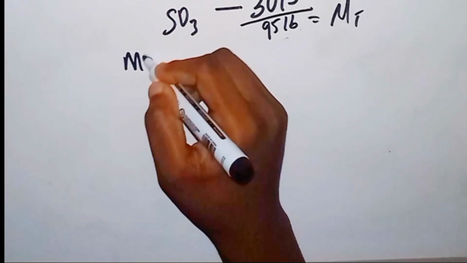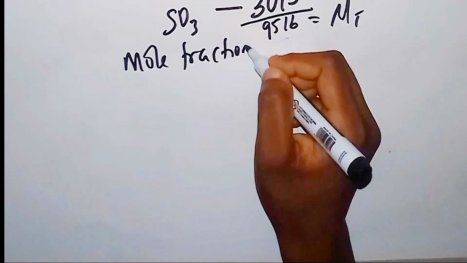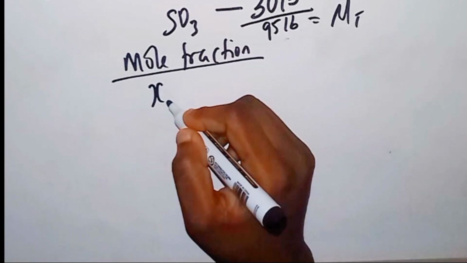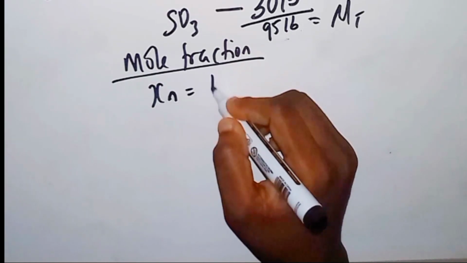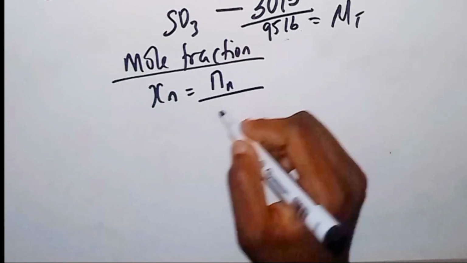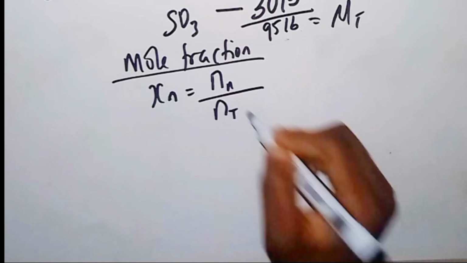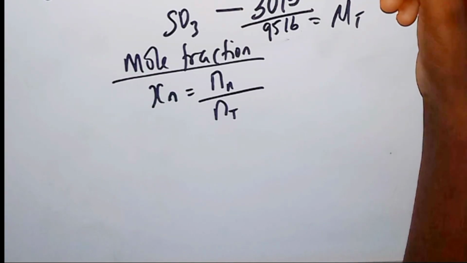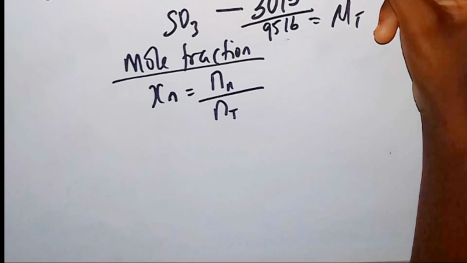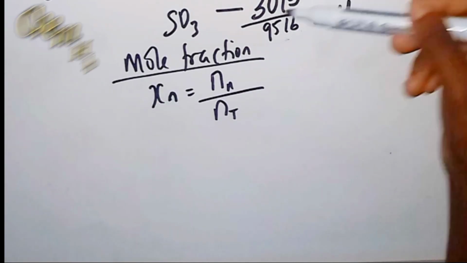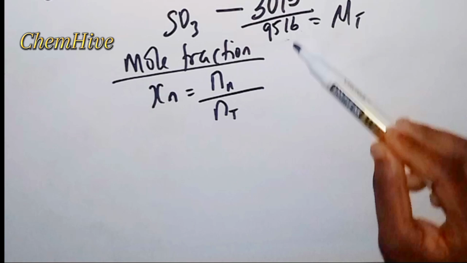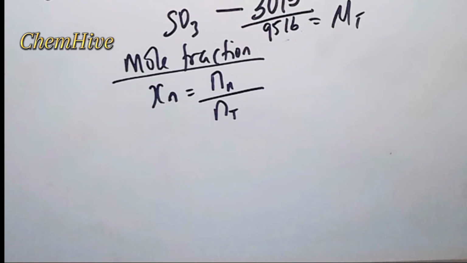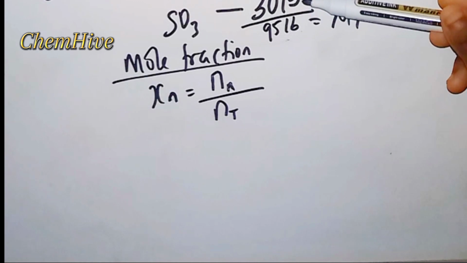To calculate the mole fraction, this is the formula for the component: the number of moles of any component over the total number of moles of the mixture. Now, from this question, we're given in mass, not mole. So we have to first calculate the number of moles for oxygen, SO2 and SO3.